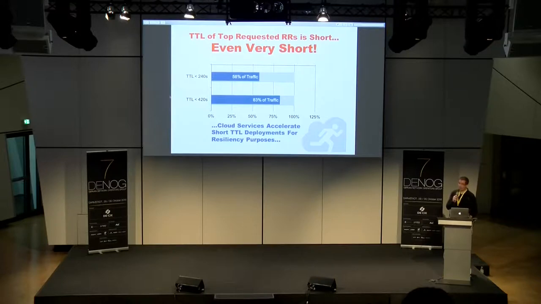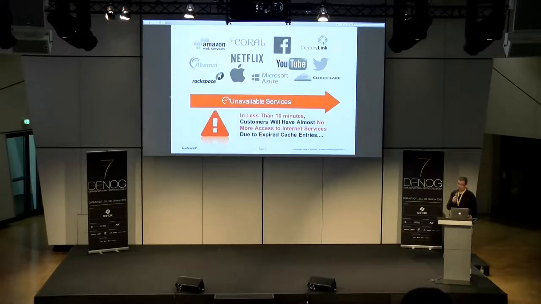And CDNs, if you take the likes of Akamai or AWS, they need to use short TTL in order to be able to provide the best possible service. So with some of these domains, again, I just picked the most popular ones. I probably missed some of them. But it means that if your DNS service, your DNS cache and recursive service is unavailable, in a few seconds or a minute, you could basically lose all of your DNS resolution.